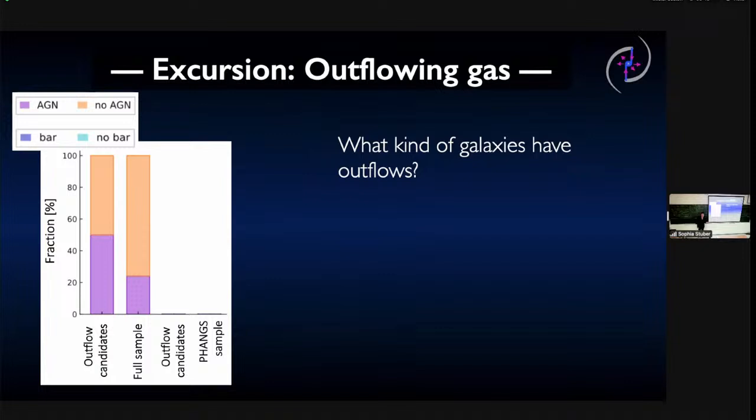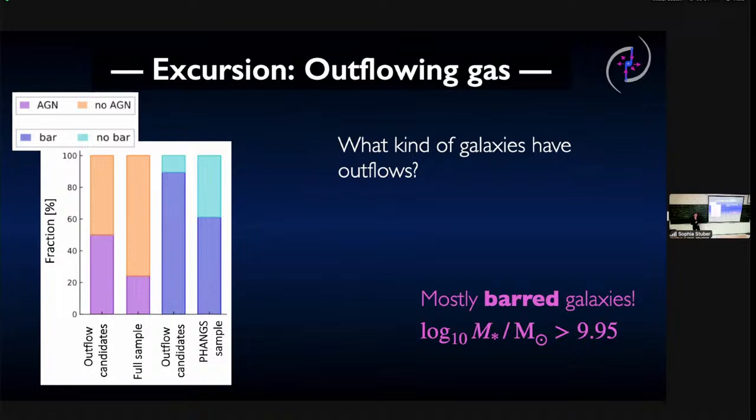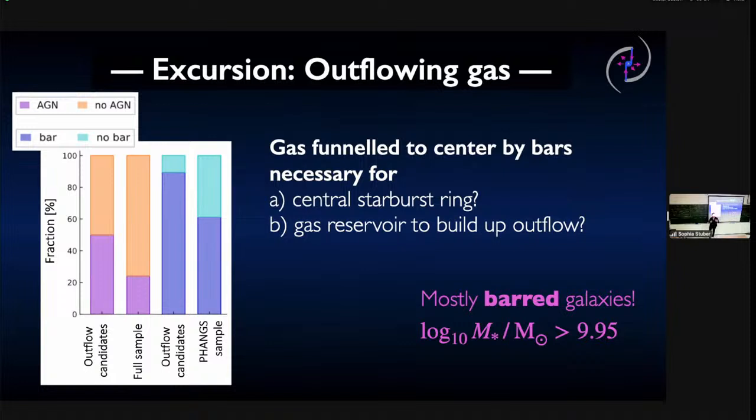But there's also another driving mechanism, which could be just starbursts in the center of the galaxy. And what we also checked is the bar fraction. We can see that nearly all of these outflow candidates have a bar, which is also more than in the PHANGS sample. But all these outflow candidates are also at higher stellar masses. So it could be just a coincidence that these outflow features are maybe larger, maybe more massive at higher stellar masses, so we're able to detect them. And stellar bars are also more prevalent at higher stellar masses. Potentially, there's also a connection.